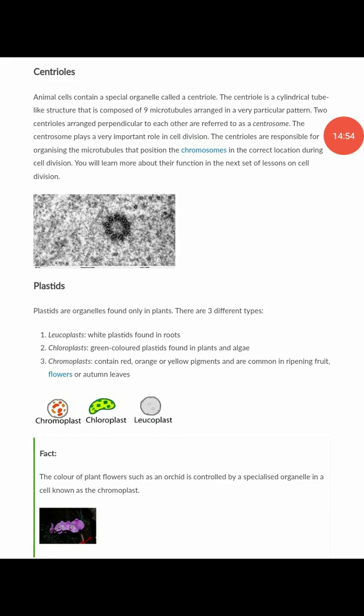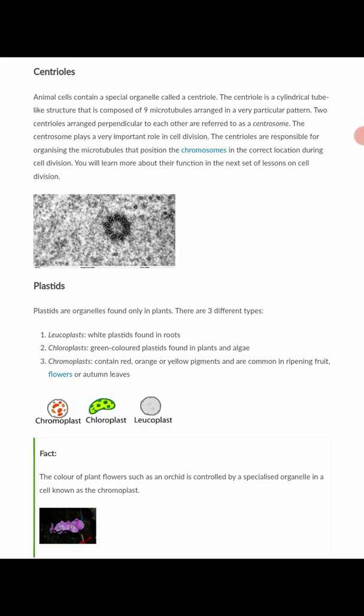I think the last two I have here are centrioles and plastids. Animal cells contain a special organelle called a centriole. Just the way you have vacuoles in plant cells only and not in animal cells, you have centrioles in animal cells and not present in plant cells.